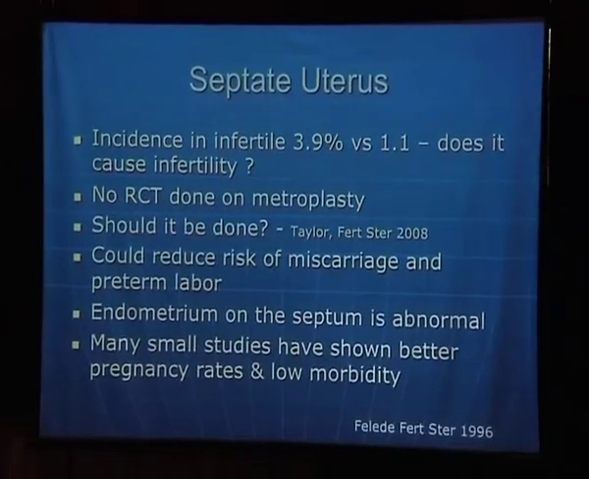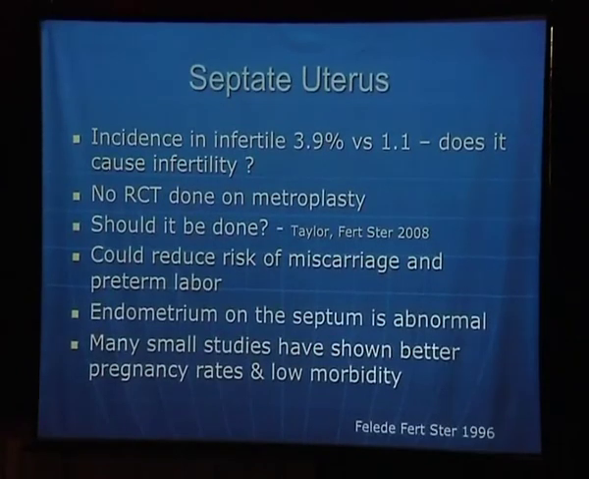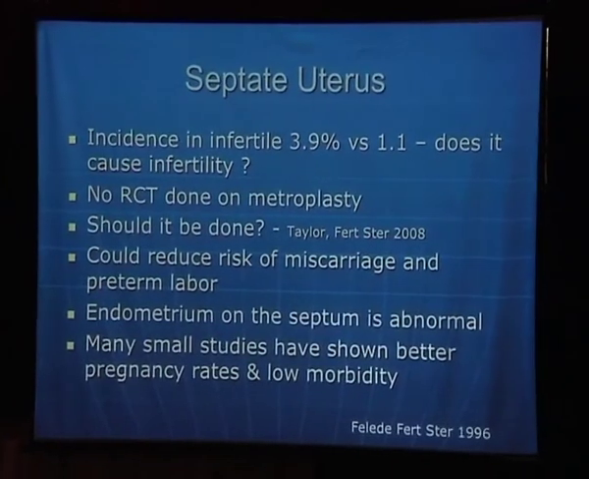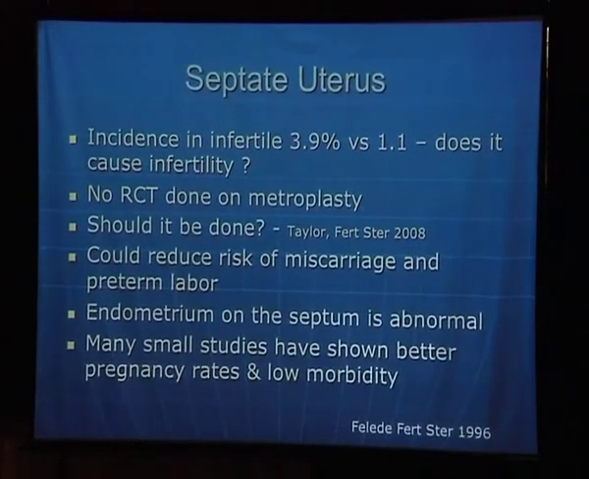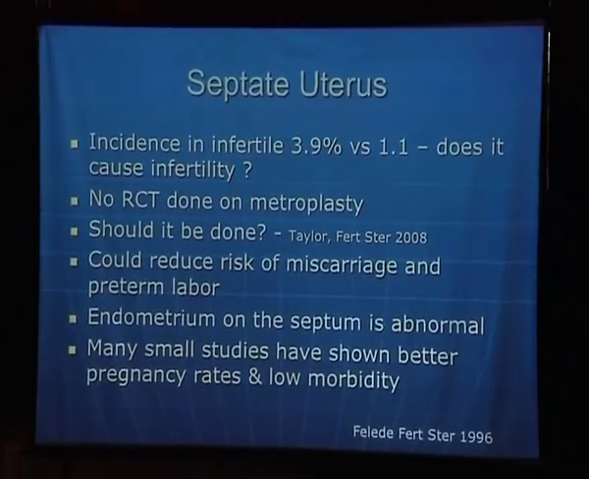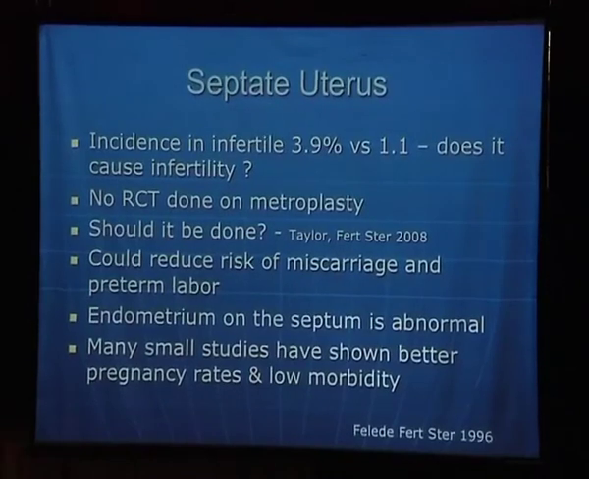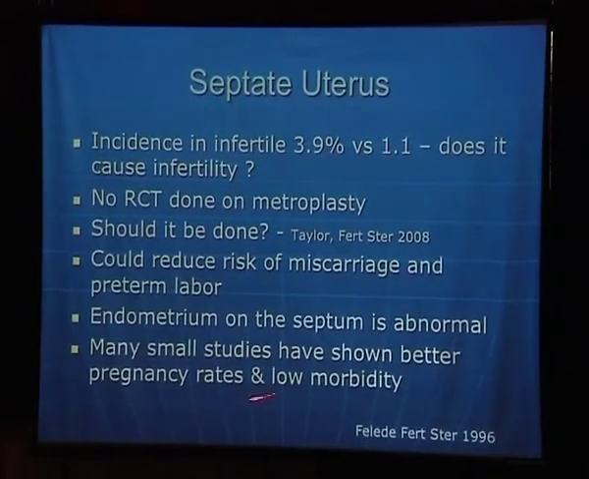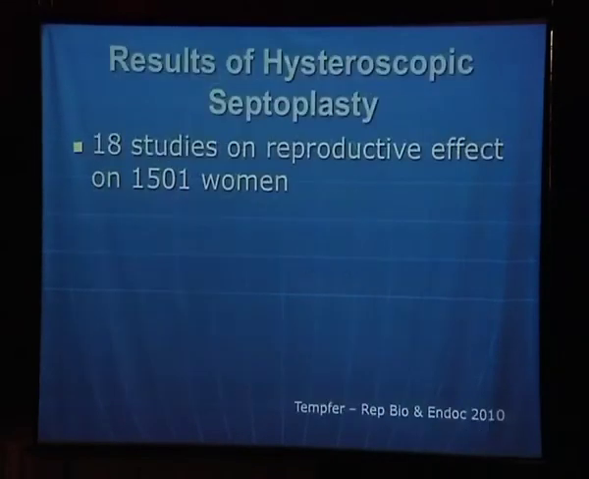The next is, the endometrium on the septum is abnormal. There are several reports coming in literature where they biopsied the endometrium on the septum, found it to be low on glands, low on ciliated epithelium, and thereby very poor in function. So if you have a placenta fixed there, you're bound to have problems with that pregnancy. Many small studies have shown pregnancy rates are better once the septum is corrected.